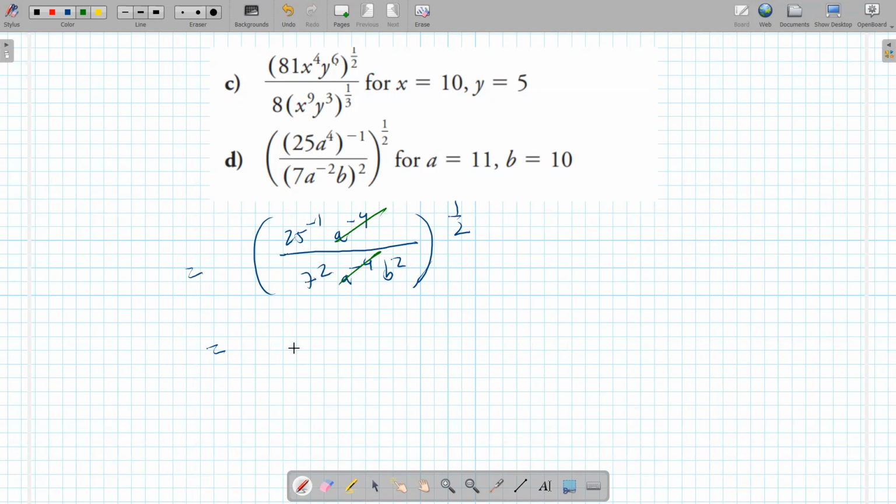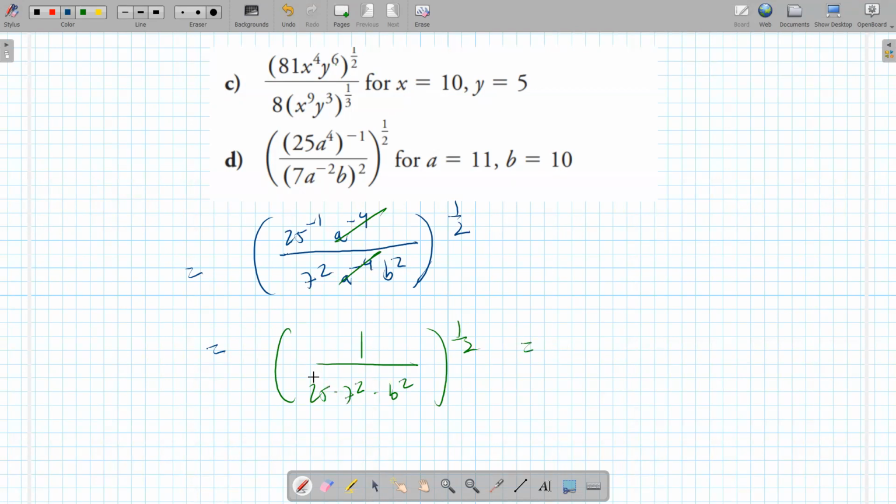Do we just leave it there? Move it to the denominator? Yeah, we move it to the denominator. So what do you get on the top if you move that to the denominator? A 1. So you get 1/25 times 7 squared times b squared, to the 1/2, yeah?